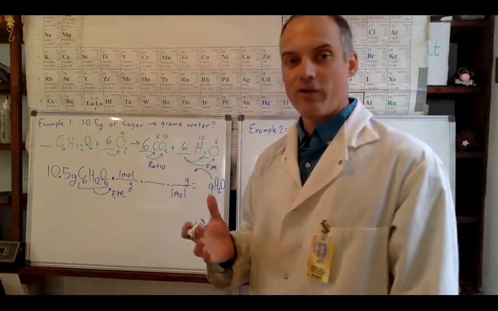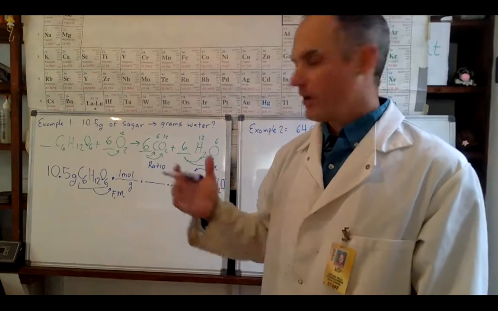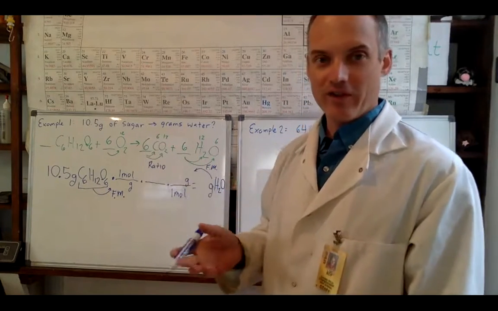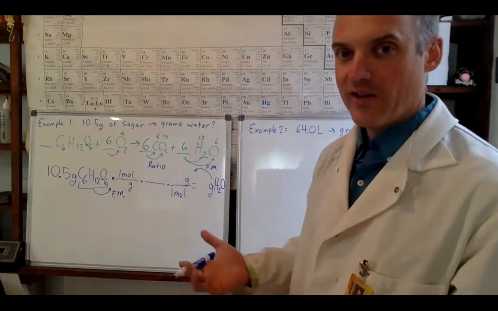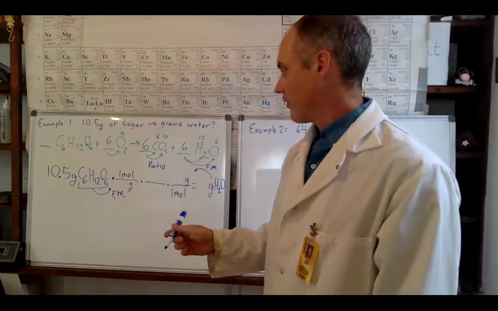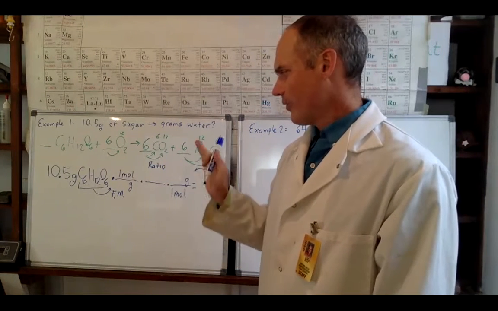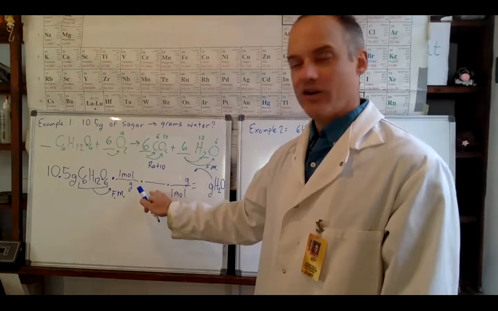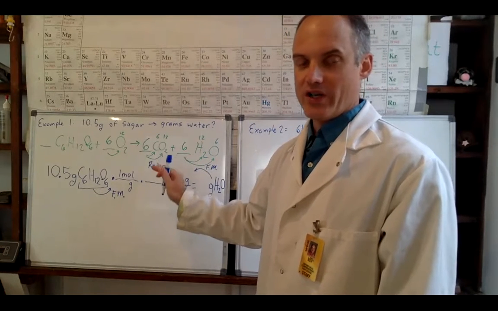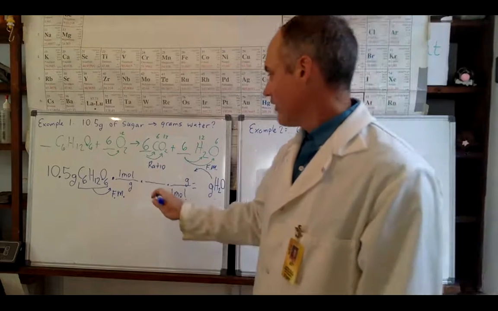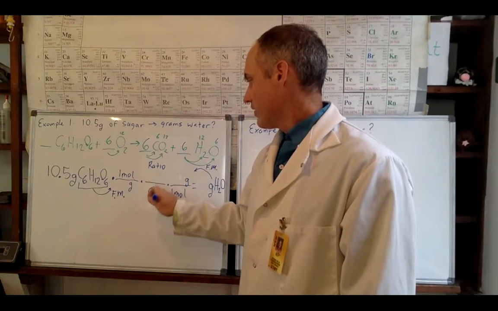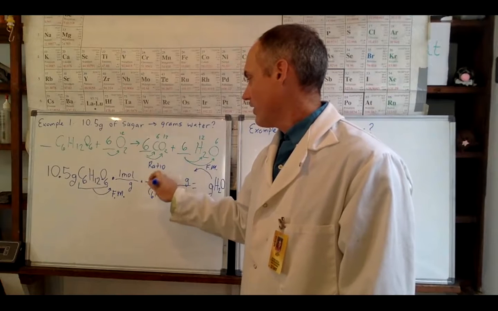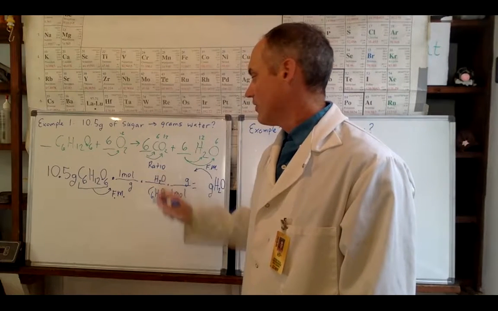And the ratio, if you remember, is what the balanced reaction was all about. So let's set that up first because it's easier than finding the formula mass. So we'll do that here first. The ratio is always what you have on the bottom and what you want on top. Okay, we have C6H12O6 and we want H2O.